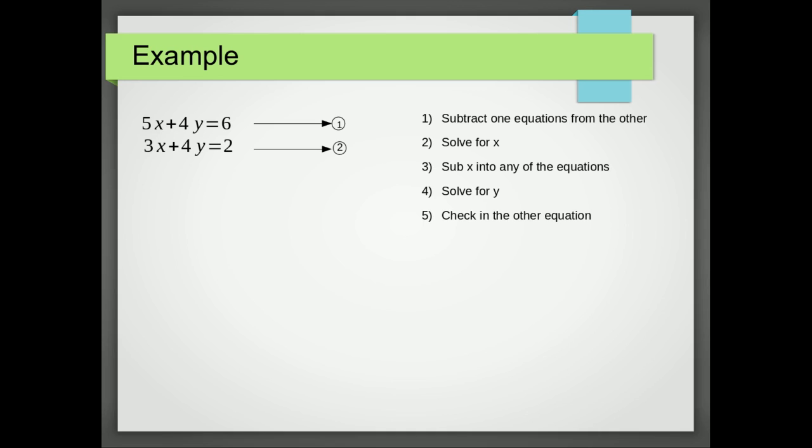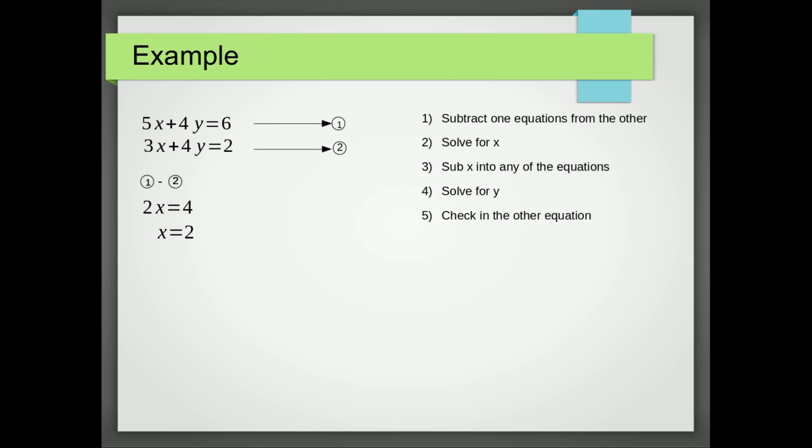So if I do 5x take away 3x, I get 2x. 4y take away 4y cancels, that's why we do the subtraction. 6 take away 2 is 4. So there's our first equation. We now solve for x, so x equals 2.